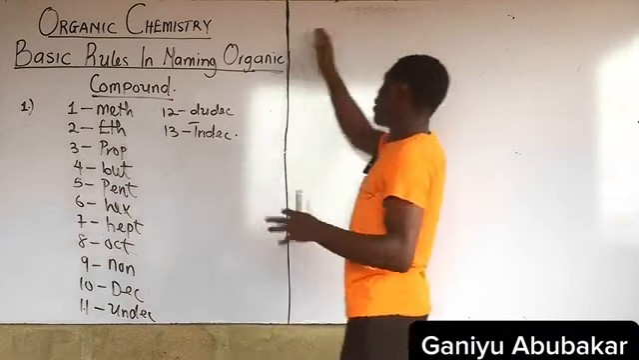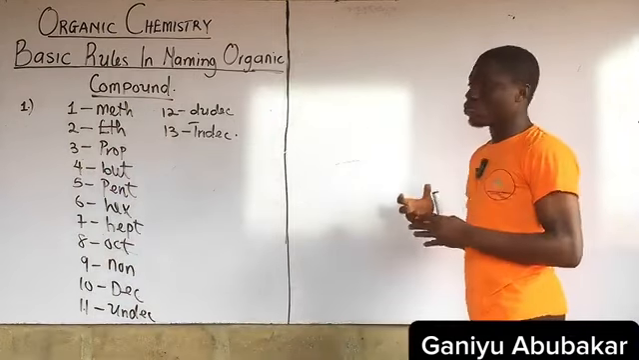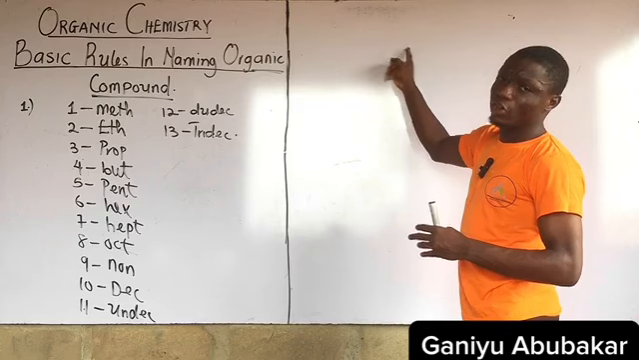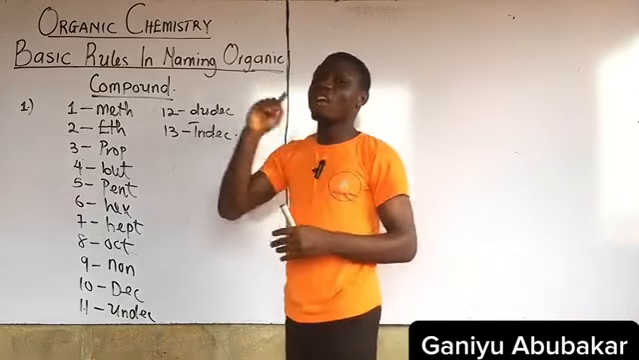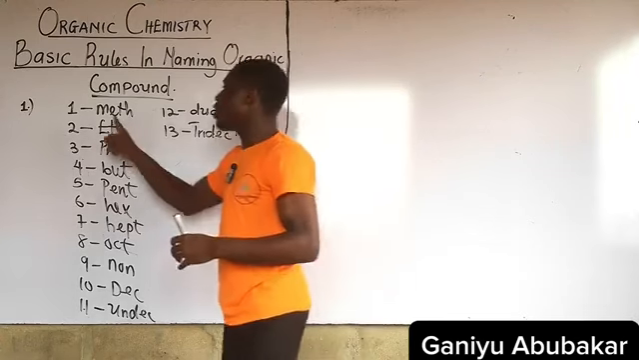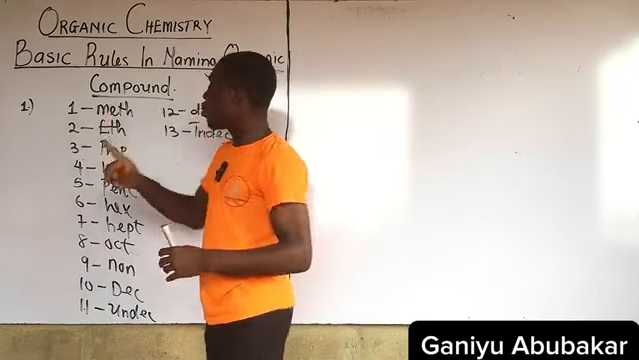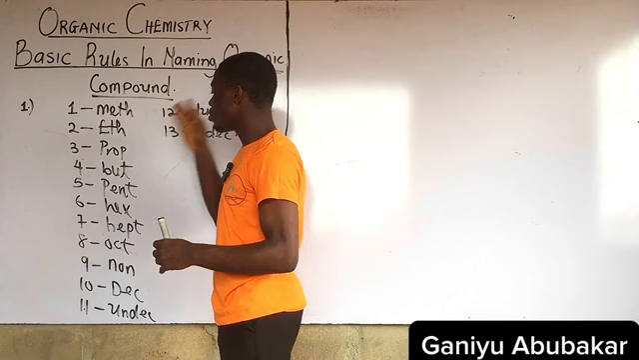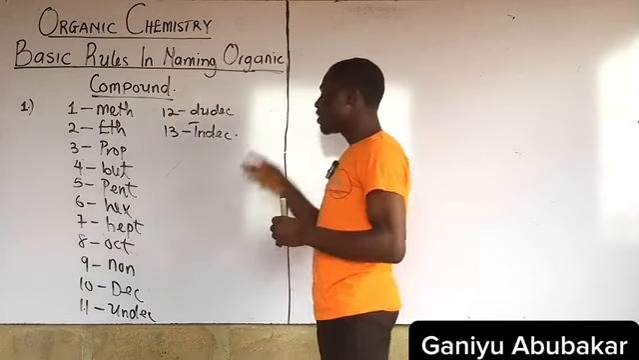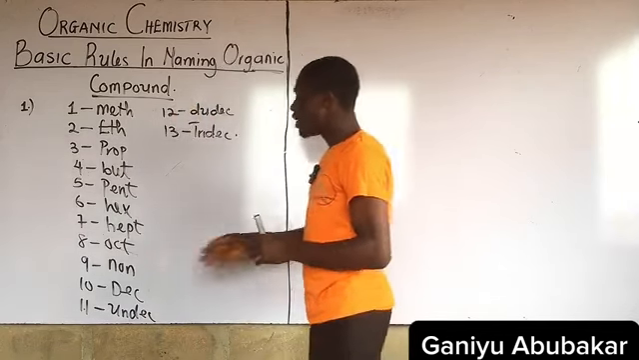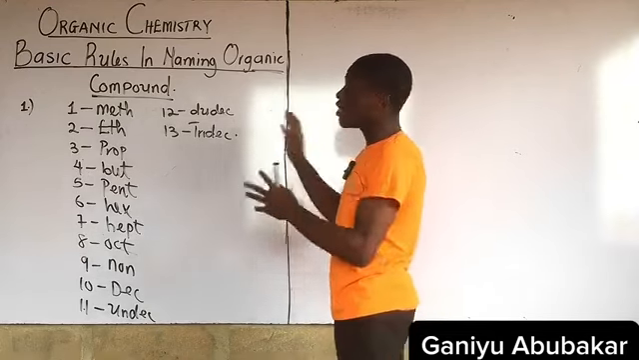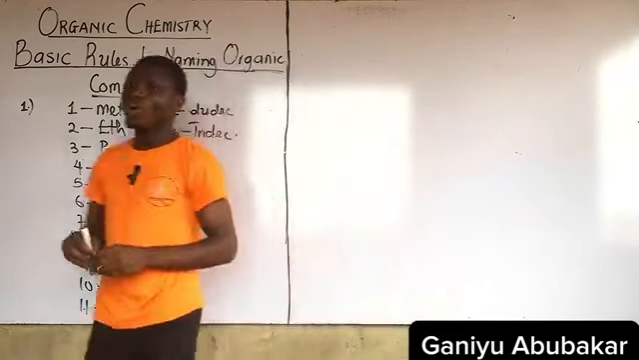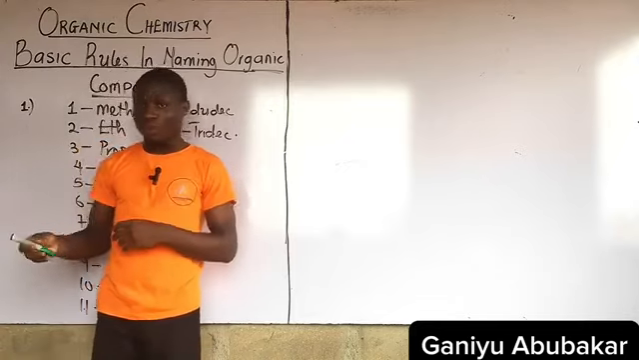If I have an organic compound, my task there is what? Count how many carbon atoms there are. So if the organic compound has just 1 carbon atom, you call it what? Call it meth. 2 carbon atoms, call it eth. 3, prop. 4, but. 5, pent. 6, hex. 7, hept. 8, oct. 9, non. 10, dec. 11, undec. Dodec and tridec. So this is the concept behind rule 1 of naming organic compounds.